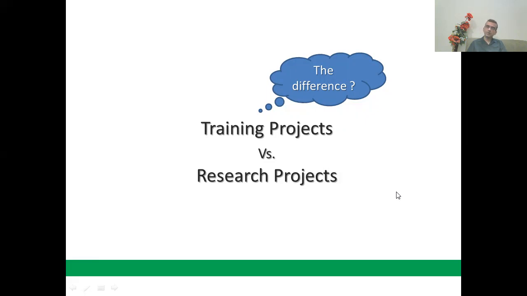So this is some of the difference between the training project and the research project, which I wanted to discuss. And this is one question I have heard many times from the students: how do a training project and a research project differ? I've tried to answer that question in this particular slide.